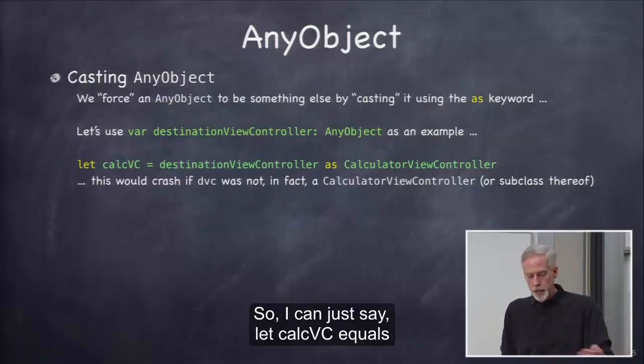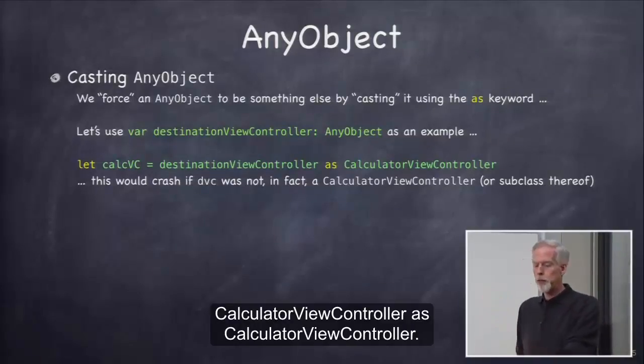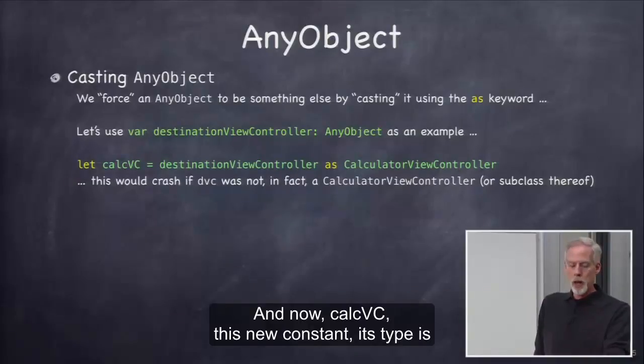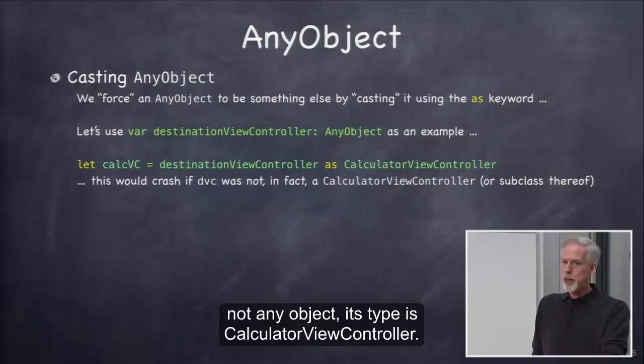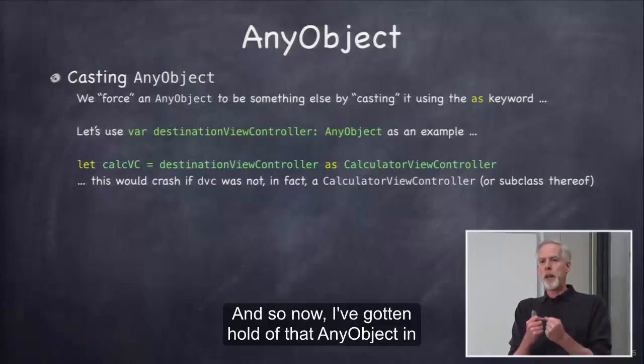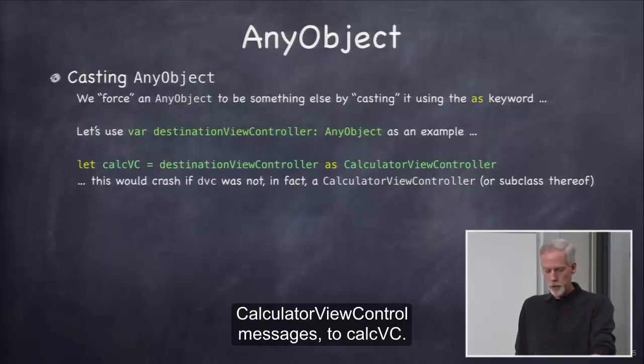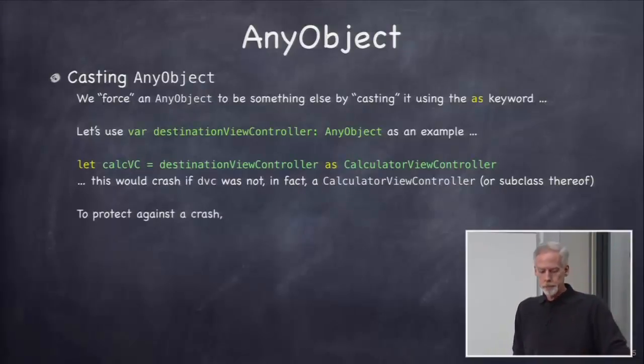So I can just say let calc_vc equals calculator view controller as calculator view controller, and now calc_vc, this new constant, its type is not any object, its type is calculator view controller. And so now I've gotten hold of that any object in a way I can actually do things with it, and I can send messages, calculator view controller messages, to calc_vc.